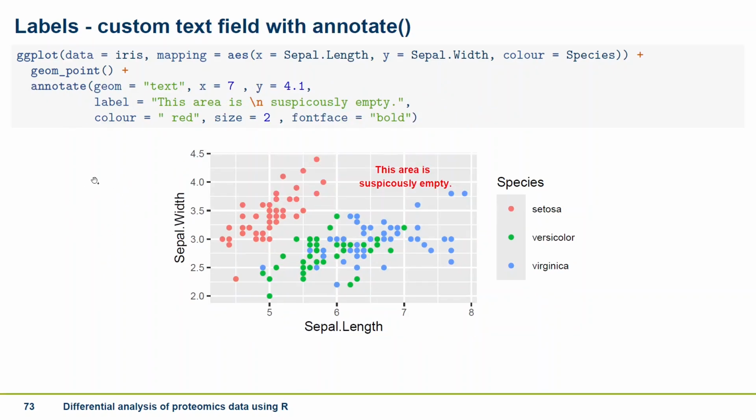If you want to add text to a certain part of the plot, you can use, for example, the annotate function with geom text. And then you specify with x and y the position of this text. Label is the text itself. With this \n, you can introduce a new line, and you can define the color, the size, and for example, here it's in bold with the font face. And then you see that some text is written now into the plot.